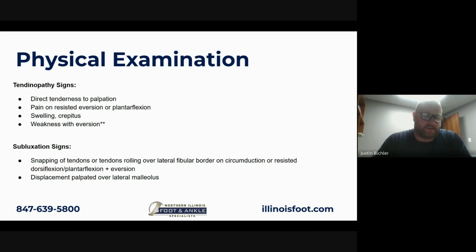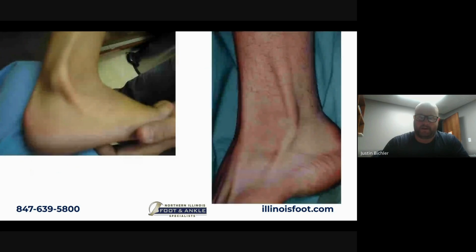On physical examination, signs of subluxation, again, snapping of the tendons or tendons rolling over the lateral fibular border. On circumduction, full range of motion of the ankle, or resisted dorsiflexion or plantar flexion with eversion. A lot of times when you maximally evert the foot and put it through dorsiflexion and plantar flexion, you can see those tendons kind of pop, snap over the lateral malleolus, just like I have here.